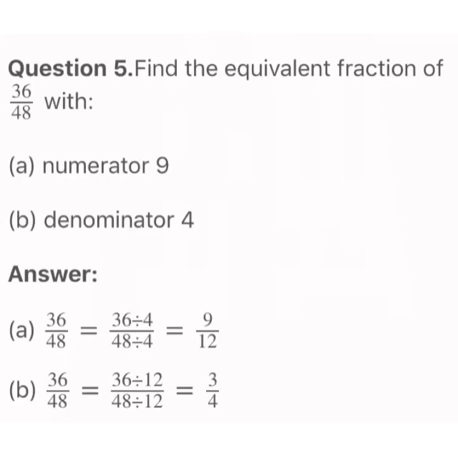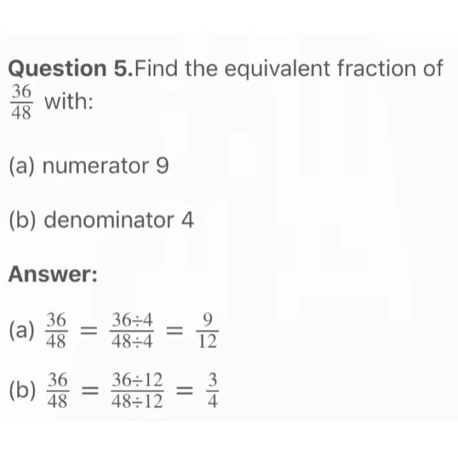So what we will do, we will divide 36 by 9 and what we will get? Yes, 4 as the quotient. So we will divide 48 by 4 and we will get 9 by 12 as the fraction which is equal to 36 upon 48. Now next part of this question is denominator 4.